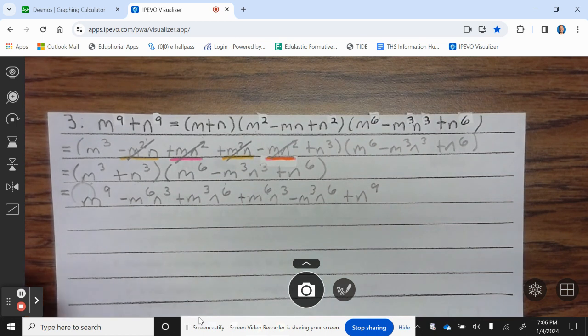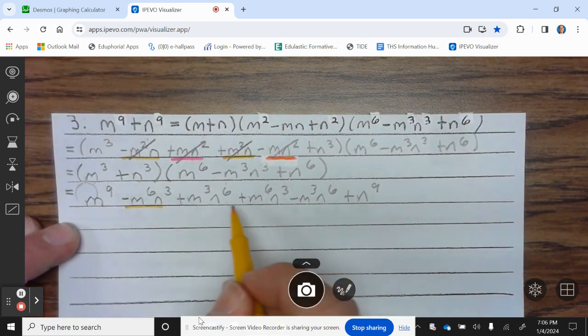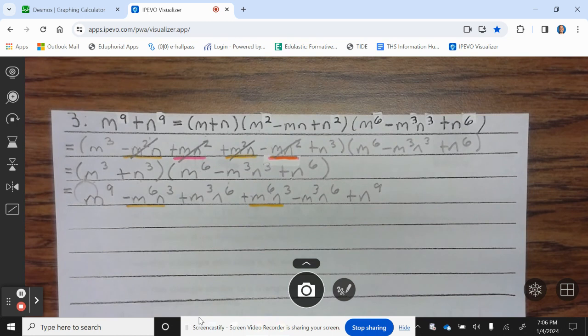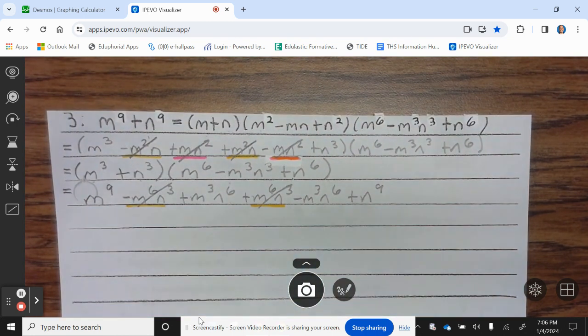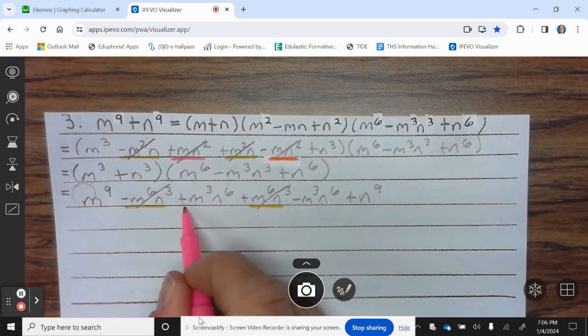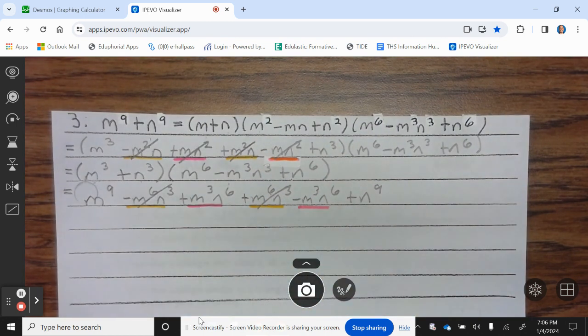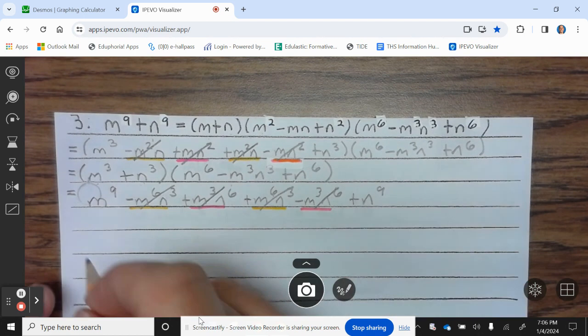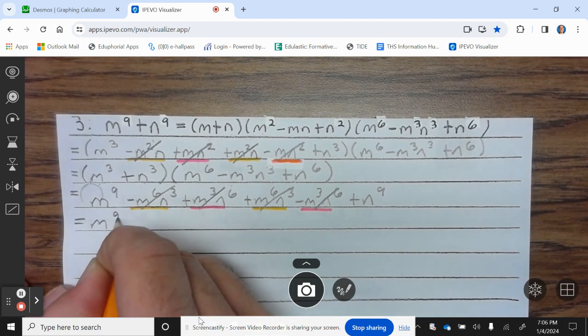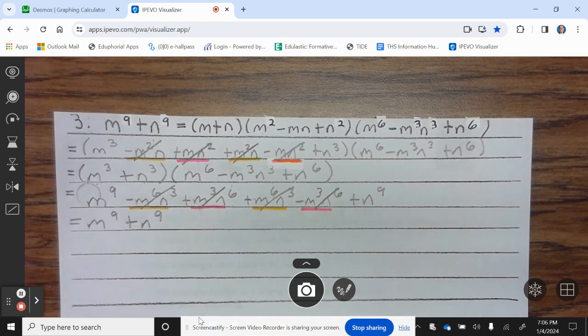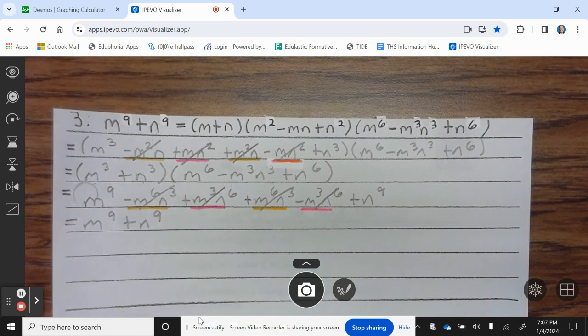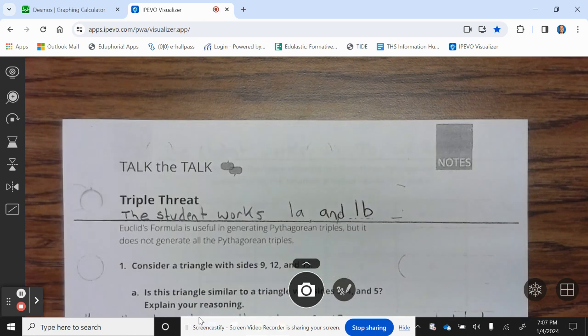Let's look for combined terms. These combine, so those cancel. These combine, and they cancel. So then you're left with m to the 9th plus n to the 9th. So you can see that the left side is equivalent to the right side. All right, go ahead and finish it up. Let's take a look at the next page.